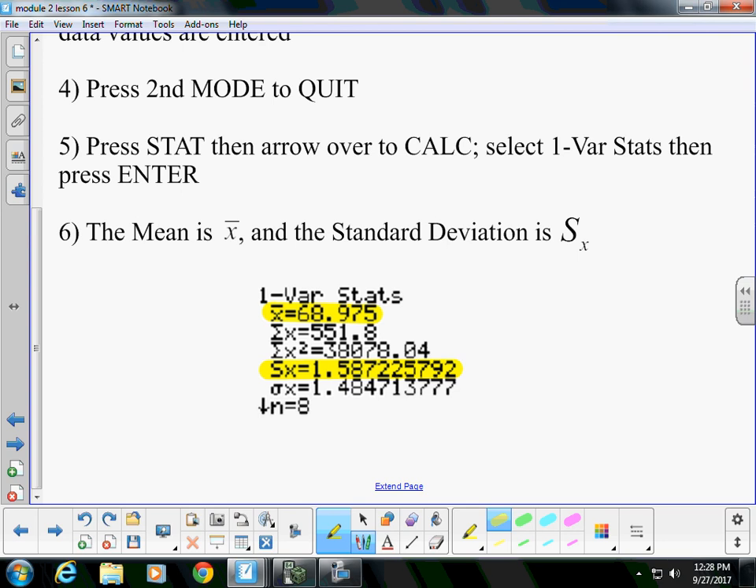Okay, so let's go back and look at what, hang on 1 second.